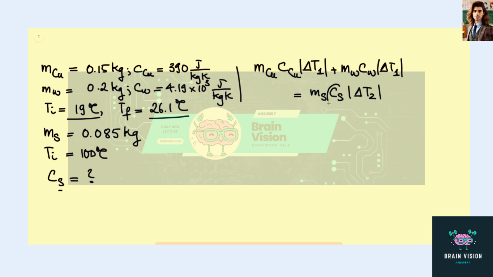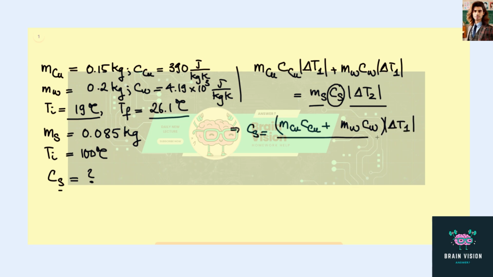And so we wish to find the heat capacity of the substance. So we simply rearrange this equation, dividing both sides by m_s times delta T2. And so we will get the heat capacity of the substance is given by mass copper times C copper plus mass of water times C water, times delta T1 in absolute value sign, divided by mass of the substance times absolute value of delta T2.